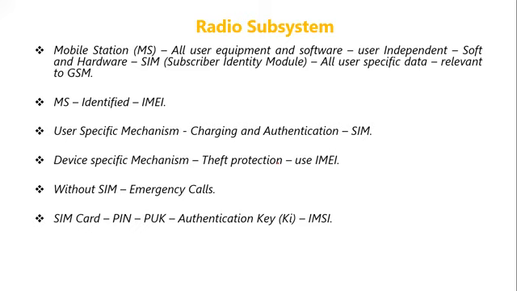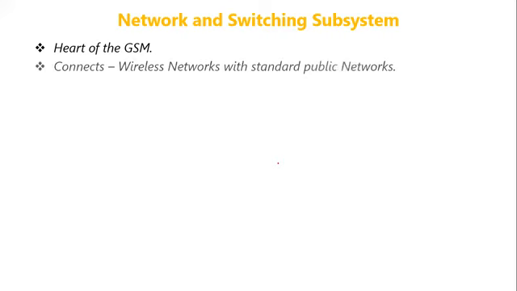Okay, so these are the various subsystems that are available under the radio subsystem. The radio subsystem includes the base station subsystem, BSS, the base transceiver station, BTS, and the base station controller, BSC. Then we have discussed the various features that are available in a mobile station. So the next subsystem that we will be discussing is the network and switching subsystem. This network and switching subsystem is the heart of GSM, Global System for Mobile Communication.